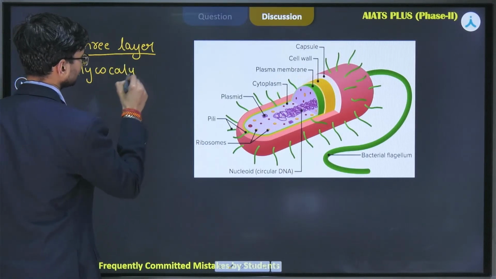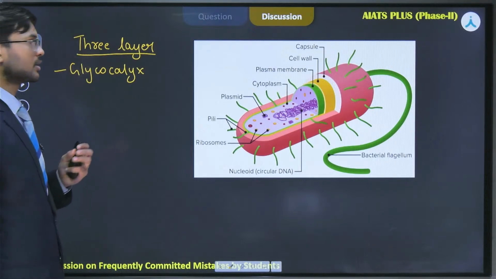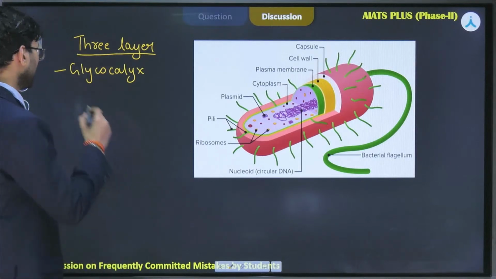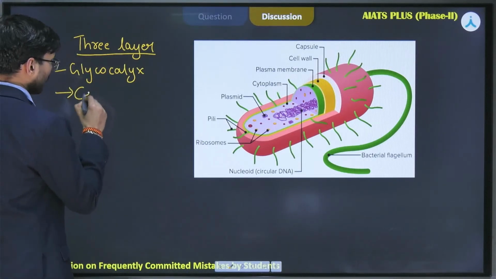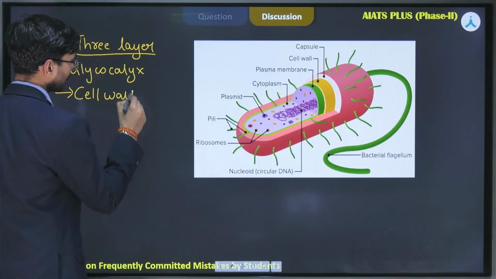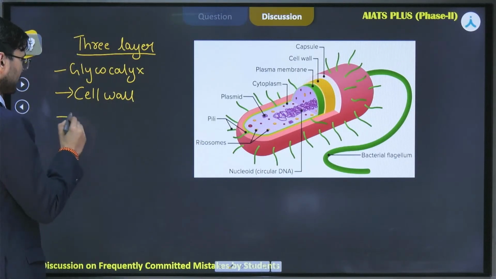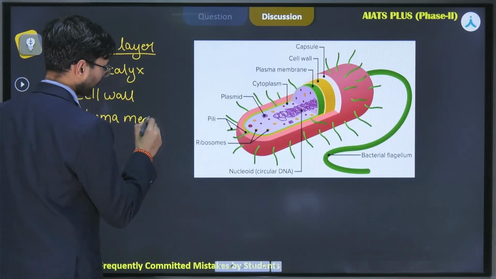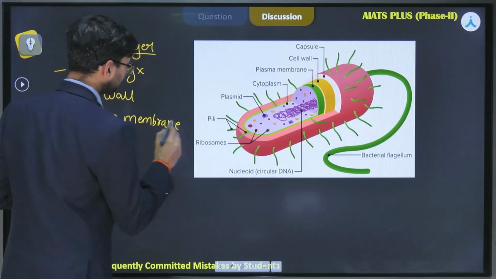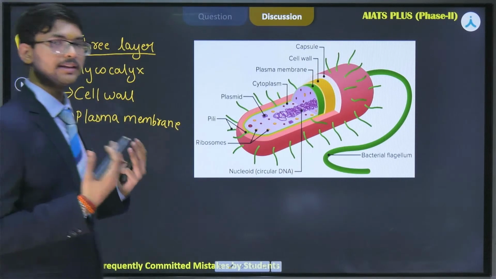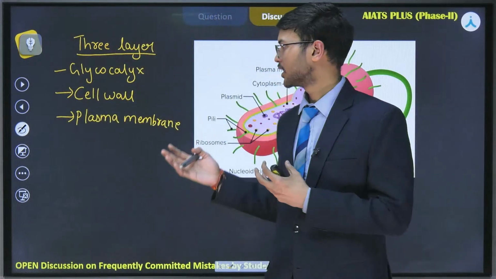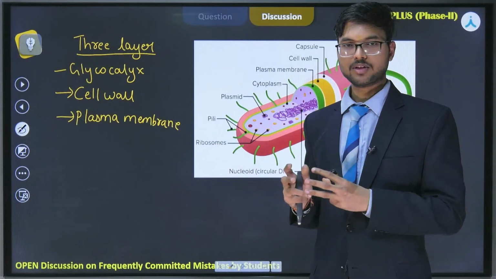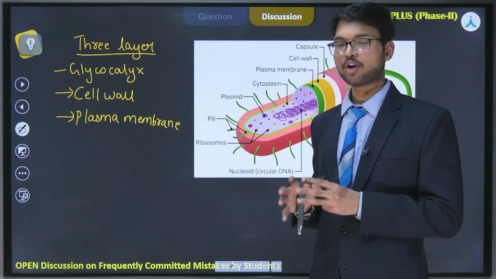Which comprise glycocalyx, which is the outermost part of the cell envelope. Then comes the middle layer, which is the cell wall, and the innermost layer, which is the plasma membrane. Though all these structures have different functions and different structural integrity, together they act as a protective unit for the bacteria.